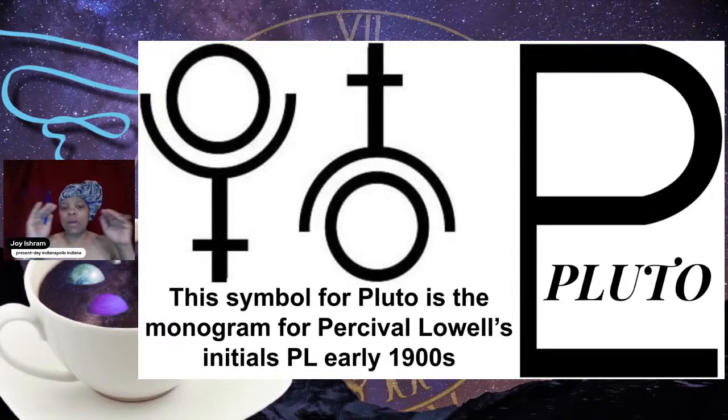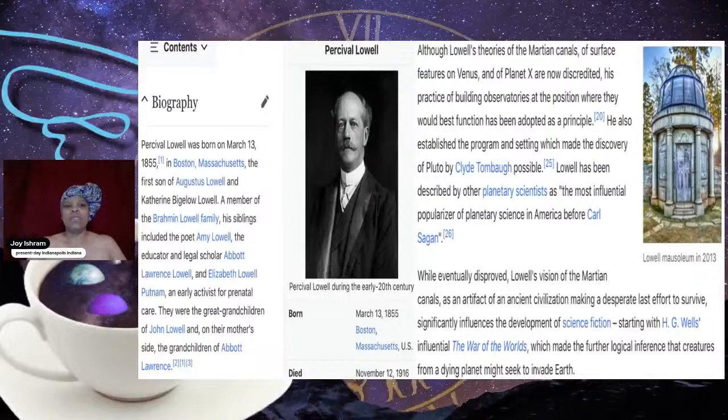Percival Lowell, the Pluto guy, they straight shut him down. Top of the second column, that's where I'm at, in the column between Percival Lowell and the mausoleum. All right. Although Lowell's theories of the Martian canals, of surface features on Venus, ain't that something? And of Planet X. There's a Planet X in astrology. Either way, it don't matter. It's now discredited. His practice of building observatories at the position where they would best function has been adopted as a principle. He also established a program and setting which made the discovery of Pluto by Clyde Tombaugh possible.